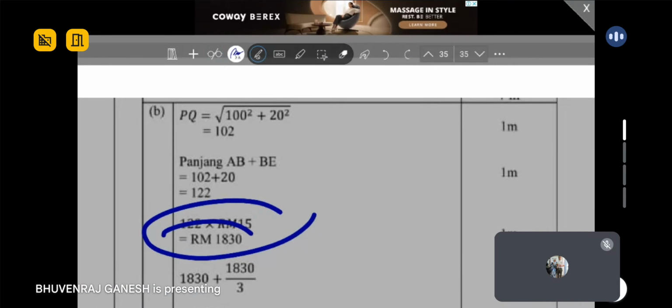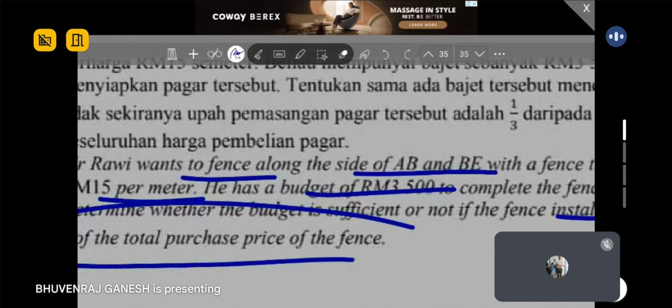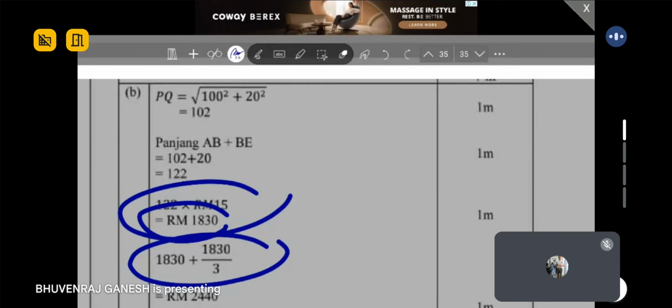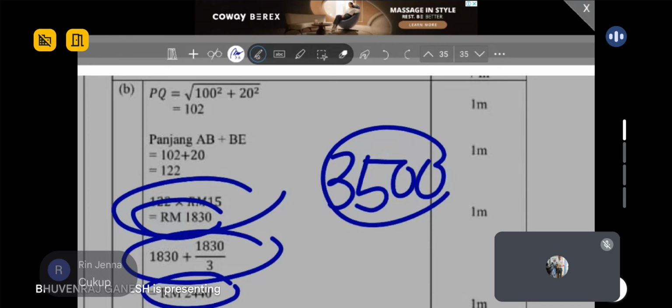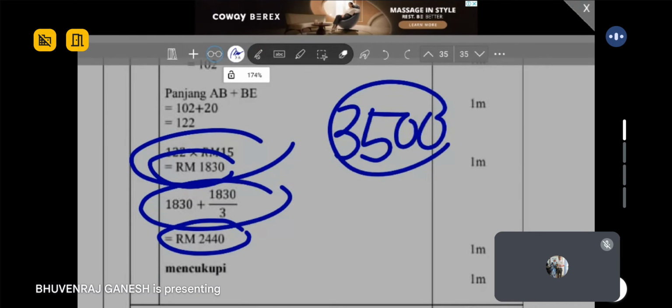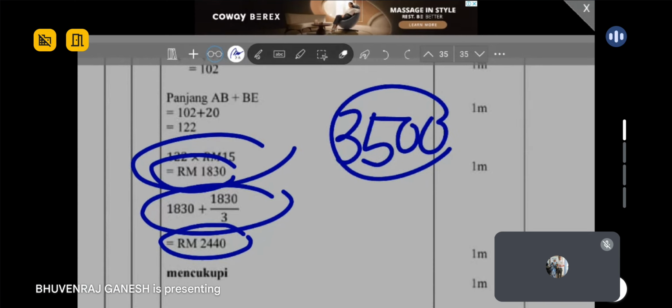So guys, bandingkan sekarang. 2440 bandingkan with 3500. So mencukupi ke tak guys? May I know? Jumlah budget 3500. Sekarang nilai kamu adalah yang ni saja. So budget dipatuhi ke tak? Do you satisfy? Yes. Cukuplah. Okay, so mencukupi. Settle. Understand guys? Soalan B? Boleh kan? Very easy, right?